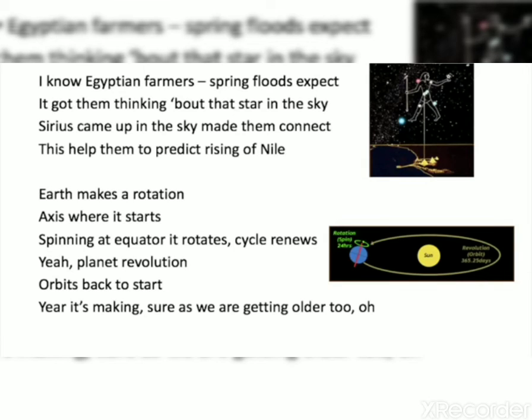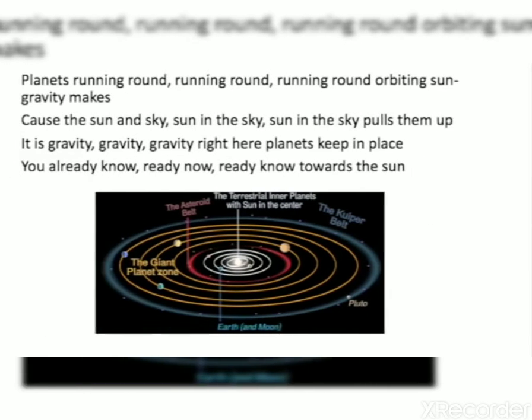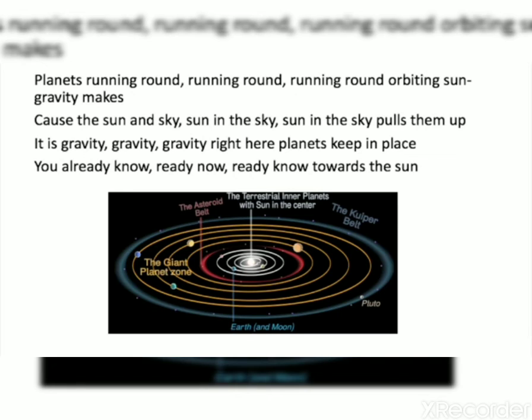Earth makes a rotation, axis where it starts. Spinning at equator, it rotates, cycle renews. Yeah, planet revolution, orbits back to start. Gear it's making sure as we are getting older too. Planets running round, orbiting sun, gravity makes. Cause the sun and sky pulls them up. It is gravity, right here, planets keep in place. You already know, towards the sun.